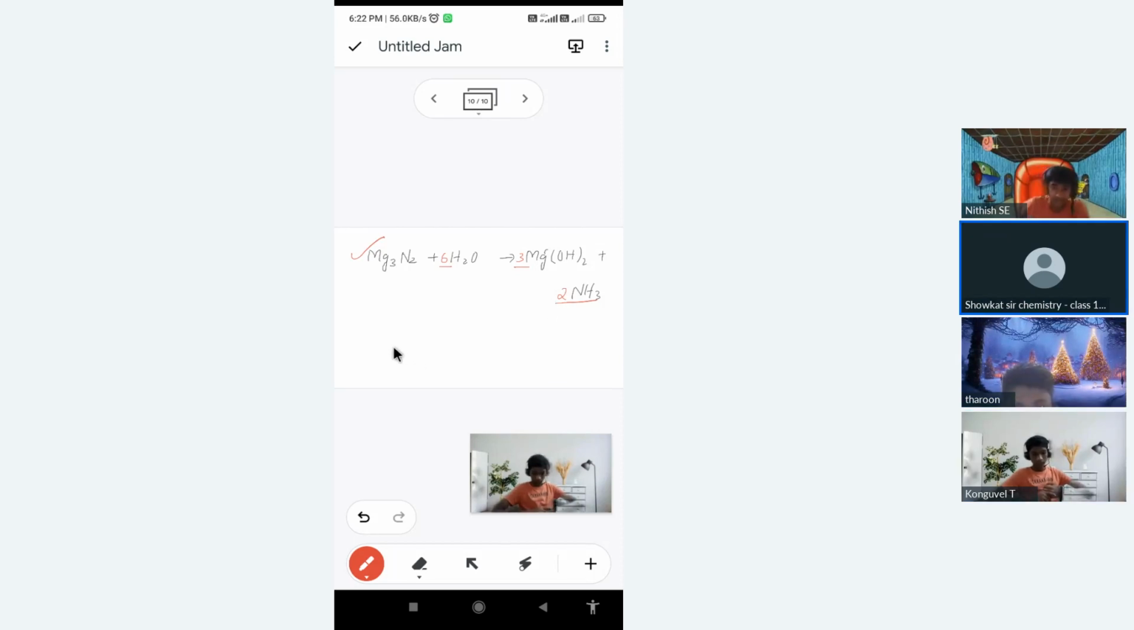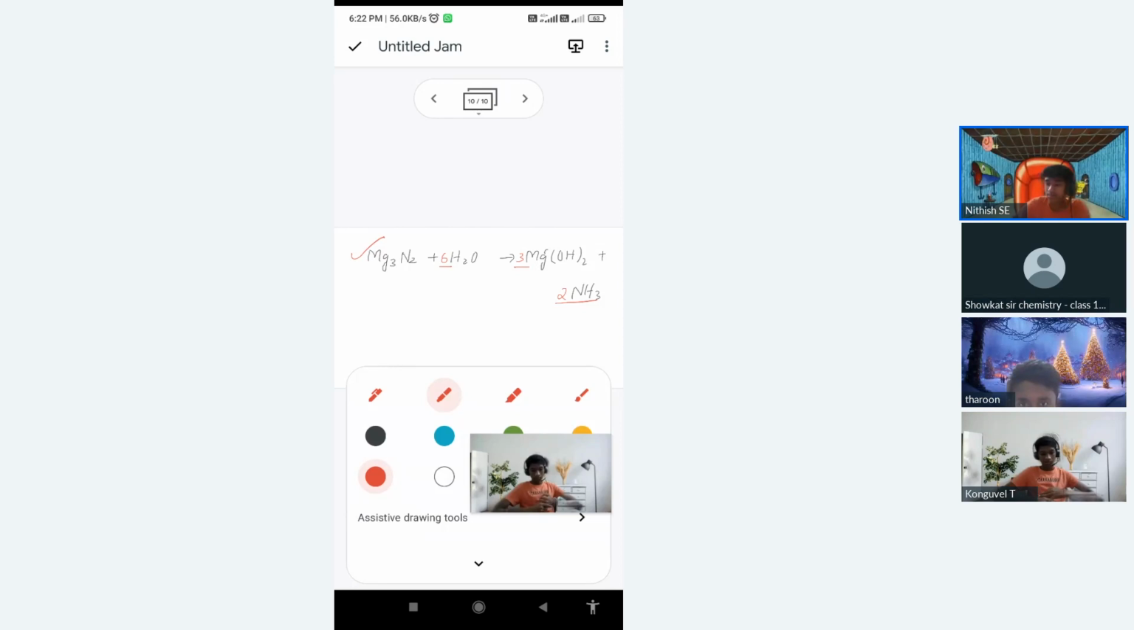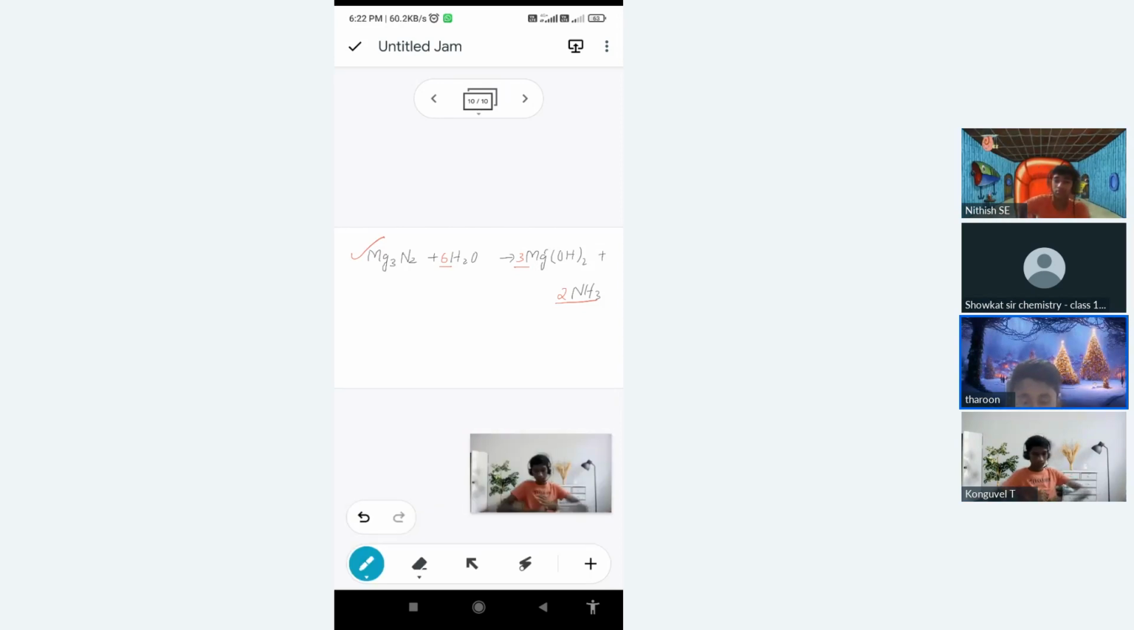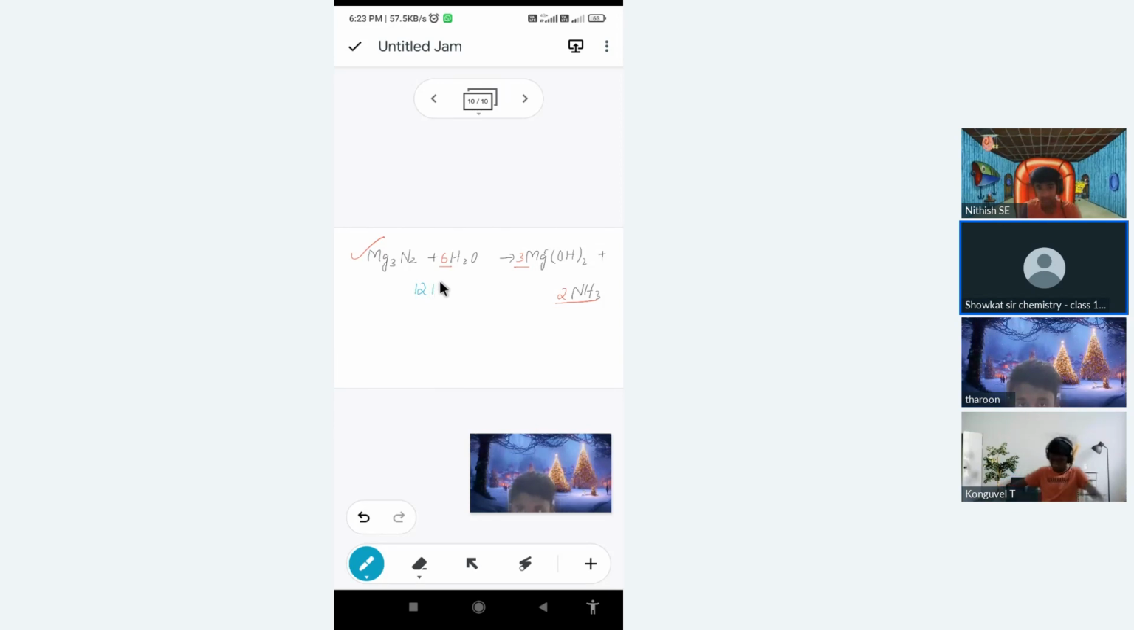Any doubt here? No, sir. I don't get it. Okay, on the reactant side, the total number of hydrogens is 12, because 6 twos are 12. Now, on the product side, how many hydrogen atoms do we have?